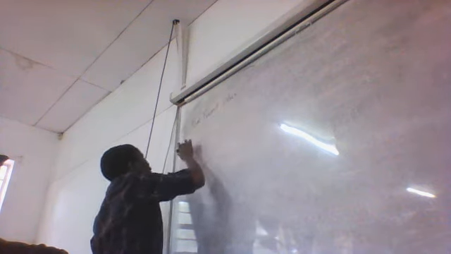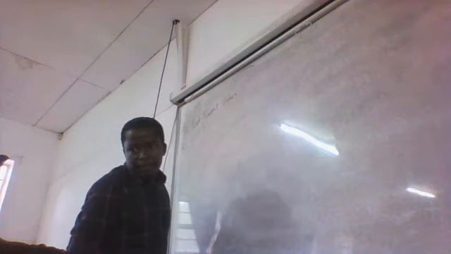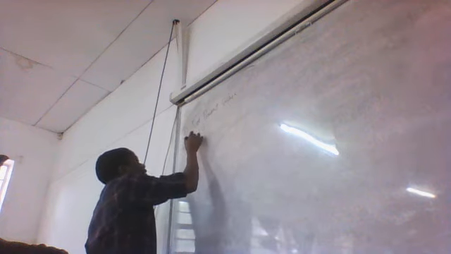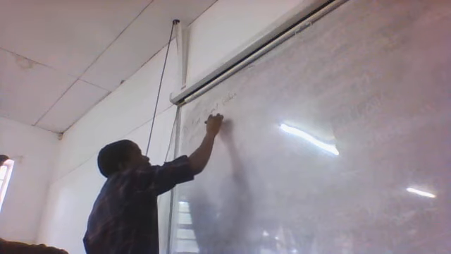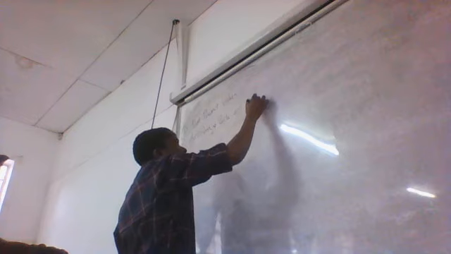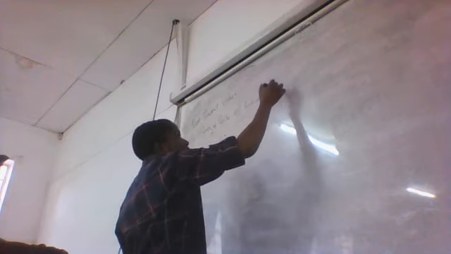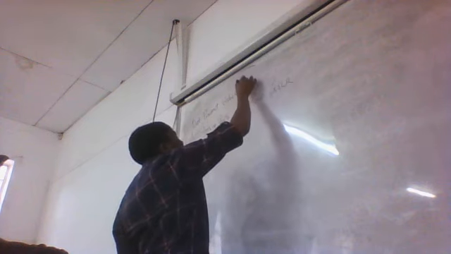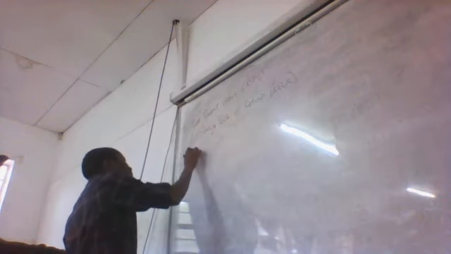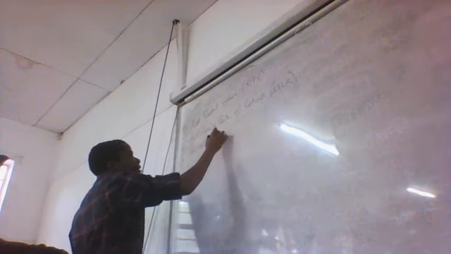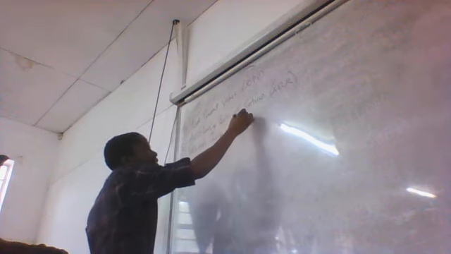So we start with net present value, NPV. Second, we have accounting rate of return, ARR. Then we also have internal rate of return, IRR.